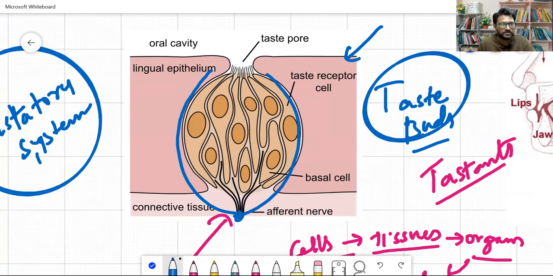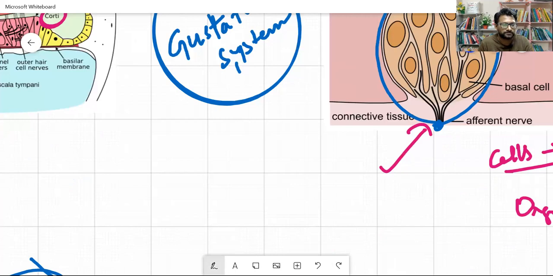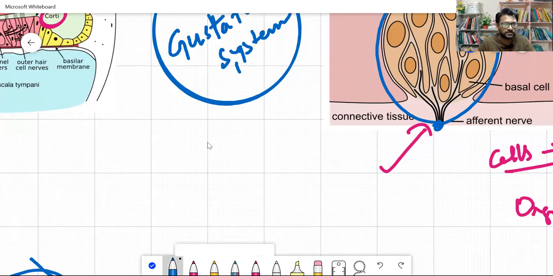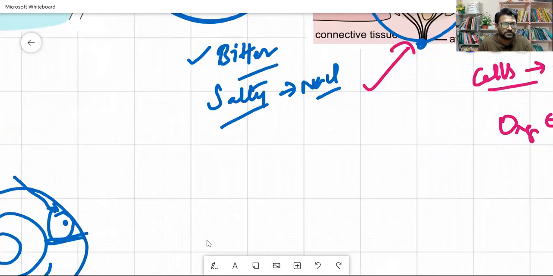Coming to the tastes, we have bitter, which serves the purpose of sensing bitterness. There are several classes of bitter compounds which vary in chemical makeup. Coming to salty, they recognize NaCl, which are the simplest receptors found in the entire mouth.